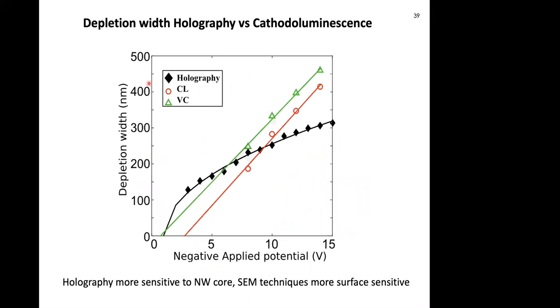Here, this is the same data where the depletion width is plotted now in linear scale, the holography data, and compared with the cathodoluminescence result on the same object. And you see that we really observe different tendencies of these values, even on the same object. And I think this is important to keep in mind. And our conclusion is that holography is more sensitive to the nanowire core, while SEM techniques are more surface sensitive.